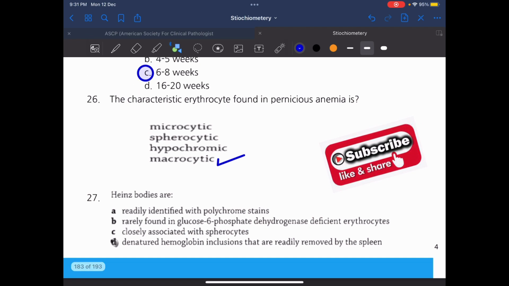Question 27. Heinz bodies are readily identified with polychrome stain, rarely found in glucose 6-phosphate dehydrogenase deficient erythrocytes, closely associated with spherocytes, or denatured hemoglobin inclusions that are readily removed by the spleen. The correct answer is D.